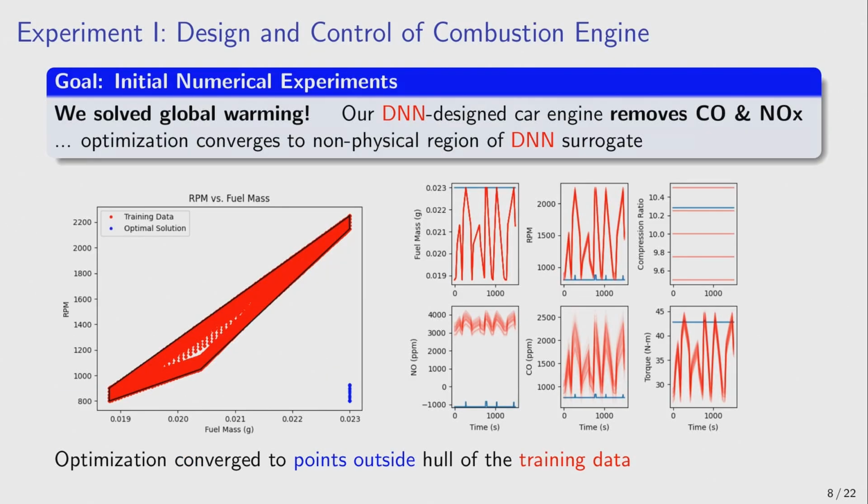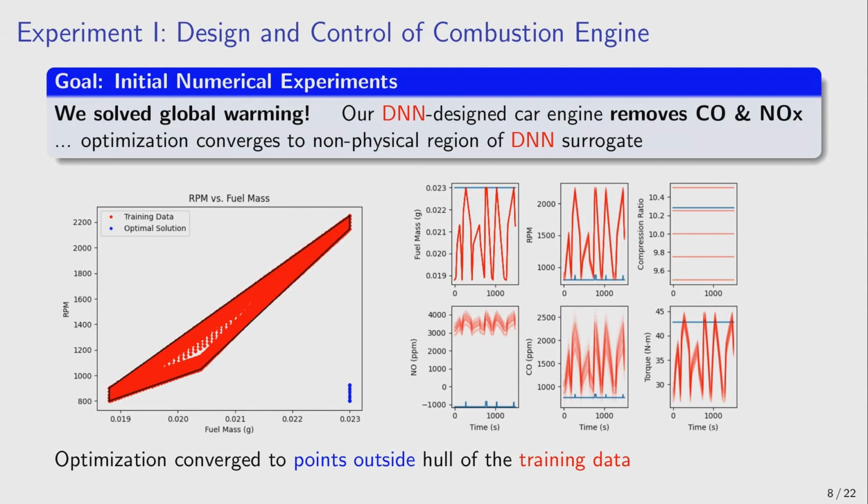Okay, so we coded this up, or Dominic coded this up, we ran it, and we solved global warming. I have great news for you. We could design an engine that actually sucked CO2 out of the atmosphere. Of course, that's total nonsense.